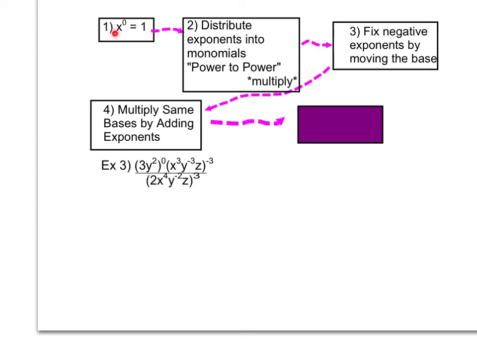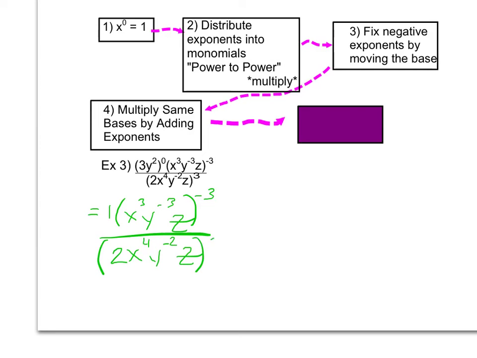Okay, so checking to see, I do have something being raised to the 0 power. This whole thing is being raised to the 0 power, so this whole expression is going to become 1. So I'm going to have 1 times x cubed y to the negative 3 z all to the negative 3 over 2 x to the 4th y to the negative 2 z all cubed. I'm going to change colors. I think this green is kind of funky. From here, I've now done step 1.